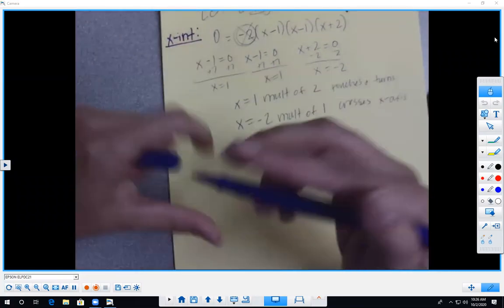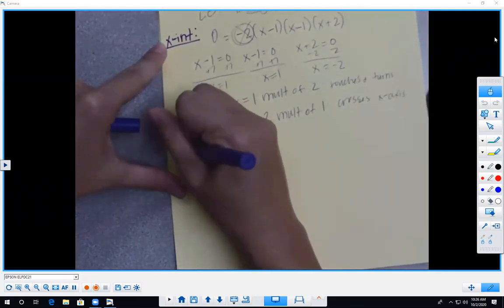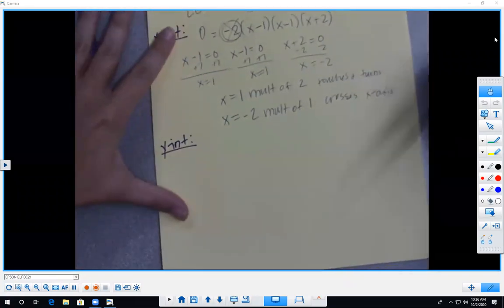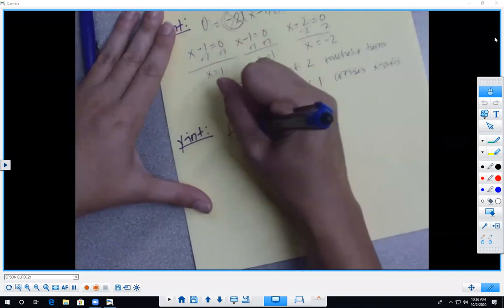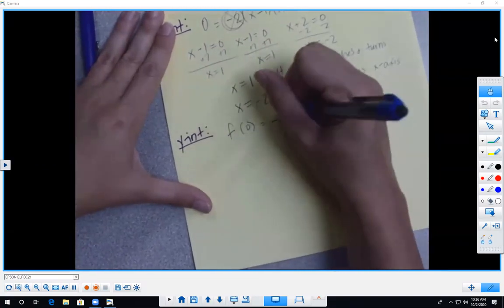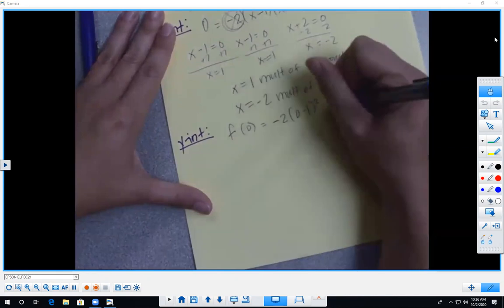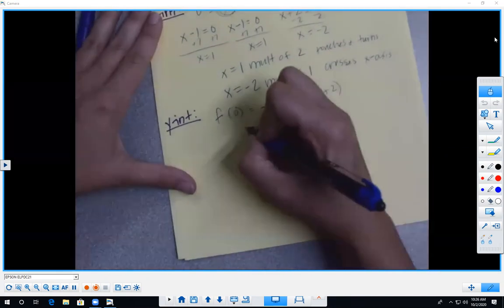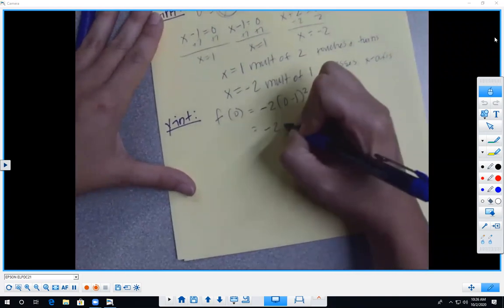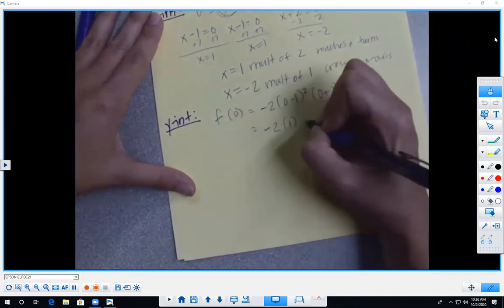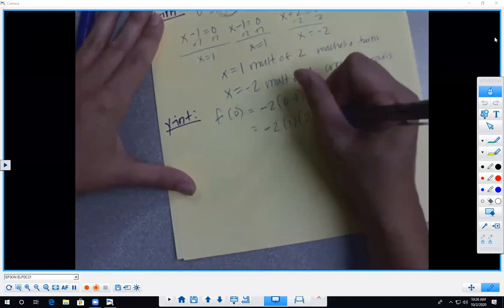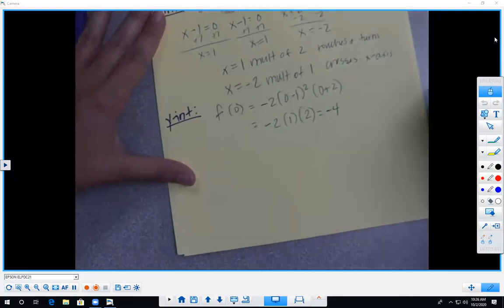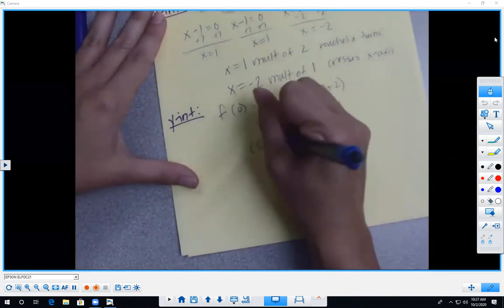I also need a y-intercept. How do I find a y-intercept? Plug in x equals 0. So it's going to be f of 0 equals -2 times 0 minus 1 squared times 0 plus 2. So let's work that out. -1 squared is +1 times 2 is 2, times -2 is -4. So that's the ordered pair 0, -4.